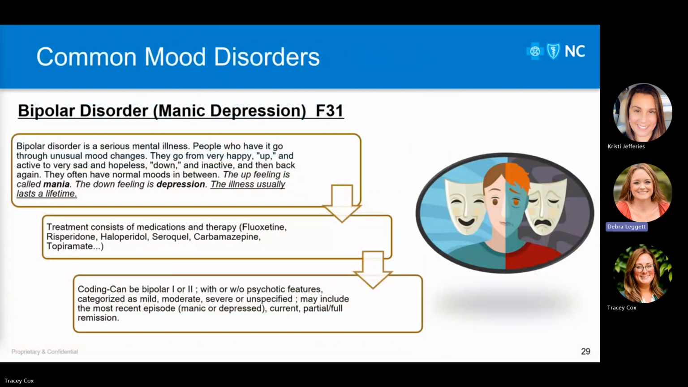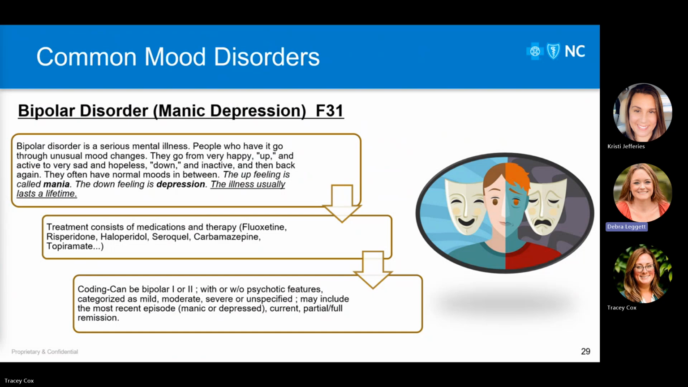Now let's move to bipolar disorder, also known as manic depression, and the F31 category. People who have this serious illness go through unusual mood changes. They go from very happy, up and active, to very sad and hopeless, down and inactive, and then back again. They often have normal moods in between. The up feeling is called mania, and the down feeling is depression. Treatment consists of different classes of medications used alone or in combination, such as a mood stabilizer, antipsychotics, antidepressants, and anti-anxiety drugs. There are two types: bipolar 1 and bipolar 2.